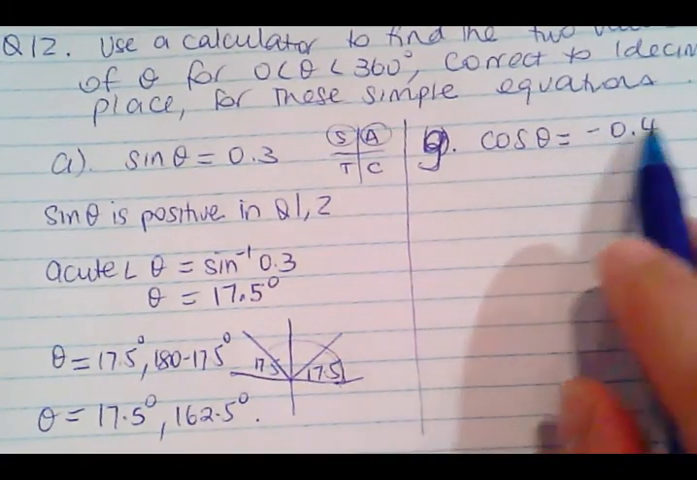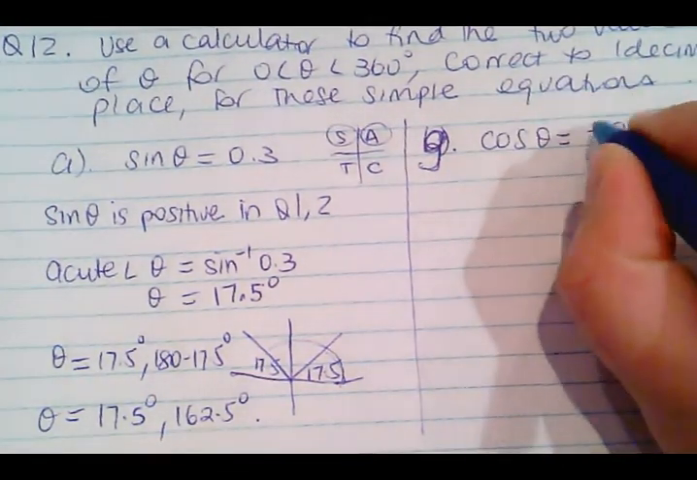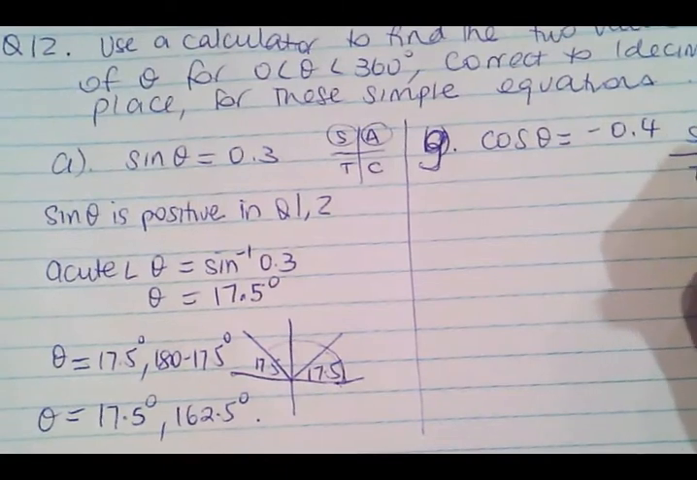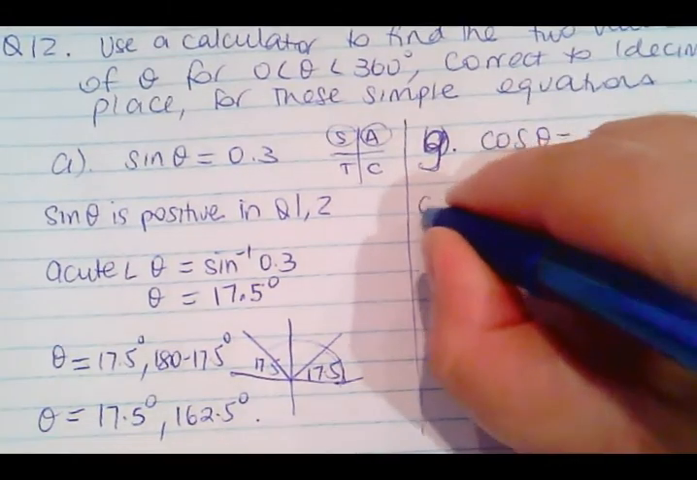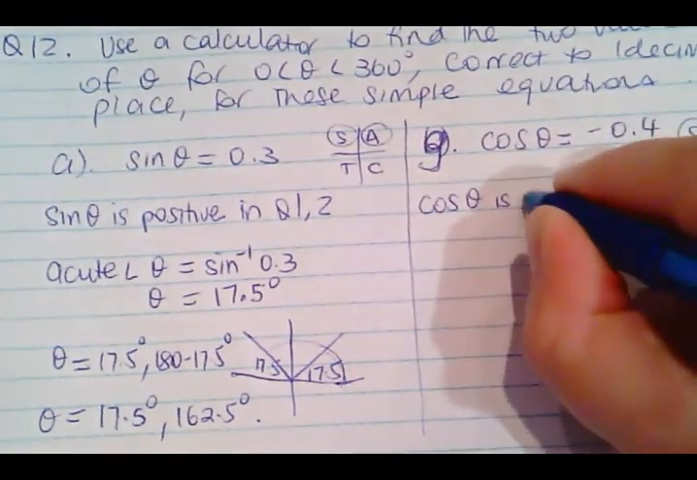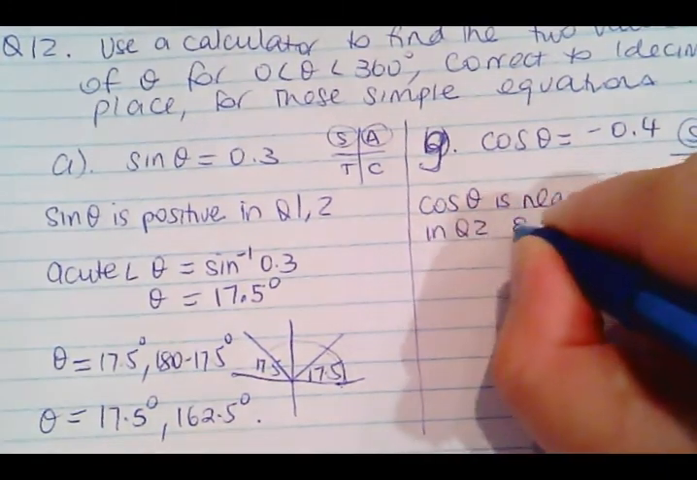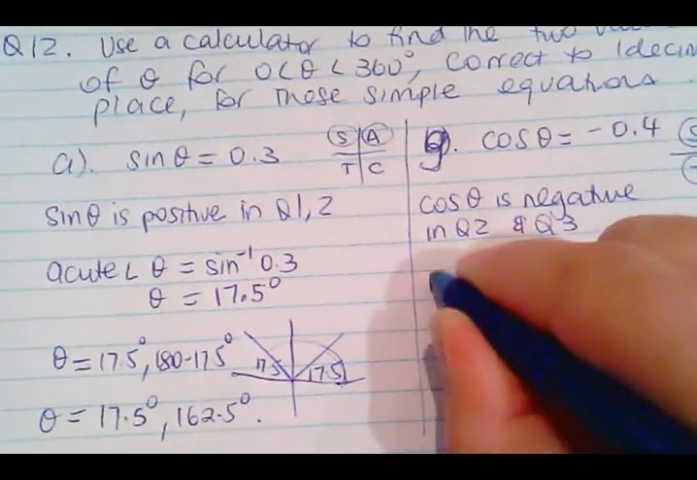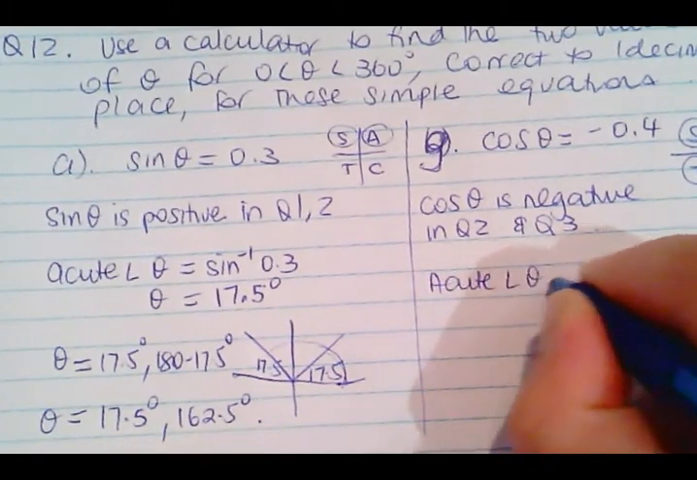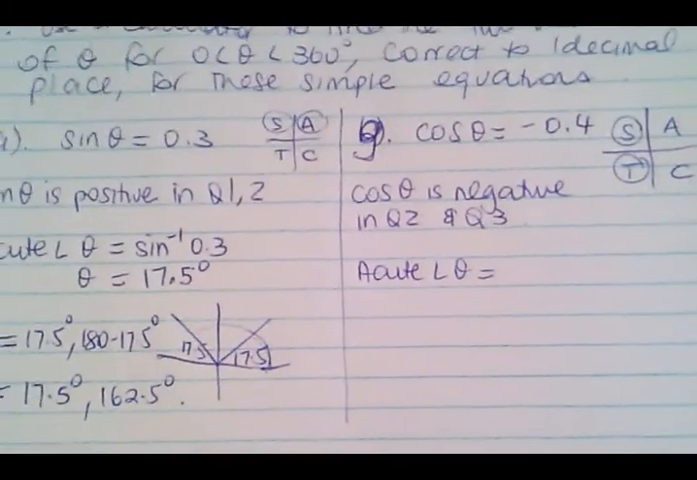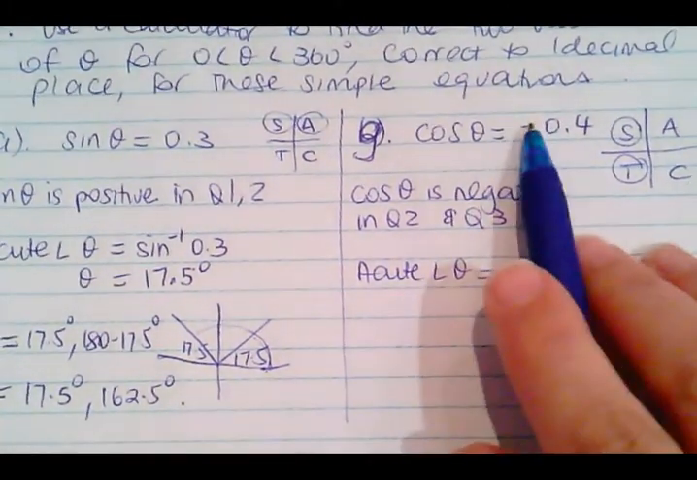Cos theta equals negative 0.4. So the negative is just to tell me what quadrants I'm lying in, so all stations to central. Cos is positive in quadrants 1 and 4, so cos is negative in quadrants 2 and 3. So cos theta is negative in quadrants 2 and 3. So we need to find the acute angle theta. You do not put the negative into your calculator to find that acute angle.